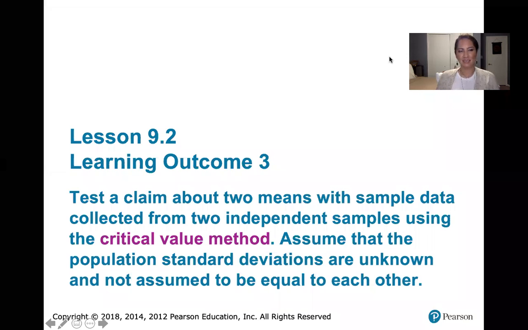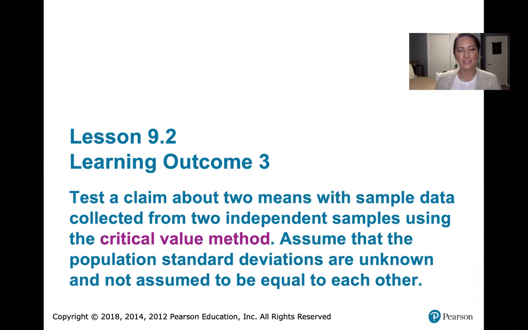In this video, we discuss learning outcome number 3 for lesson 9.2, which is about testing a claim about two means with sample data collected from two independent samples using the critical value method. Here we assume that the population standard deviations are unknown, and we are not assuming that those population standard deviations are equal to each other.